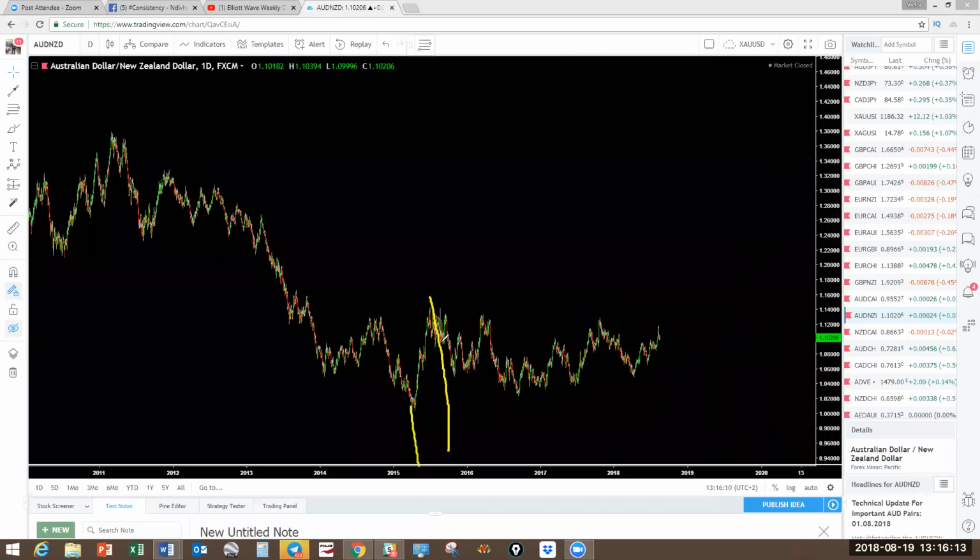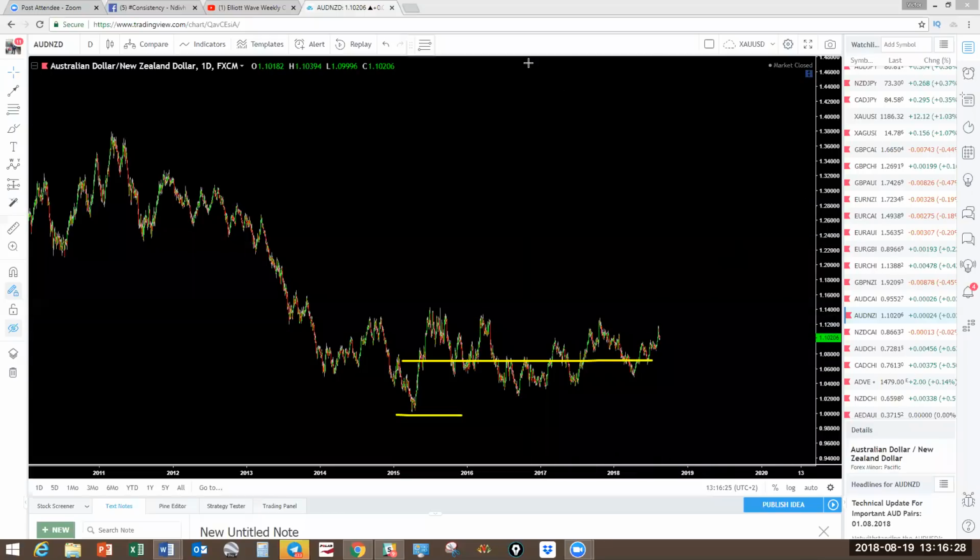Actually, the beginning of 2015, because it started here. Your wave 5 ended here. You see how complex the correction can be. And if you do not understand corrections, you will not be able to identify the long-term structure on this one here. Right, so that is Audi New Zealand.